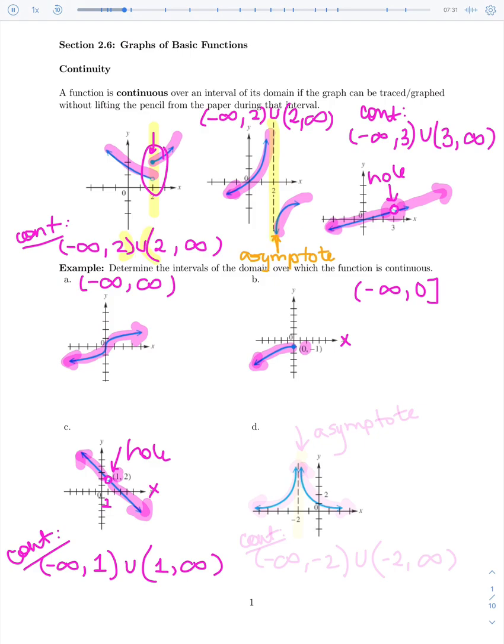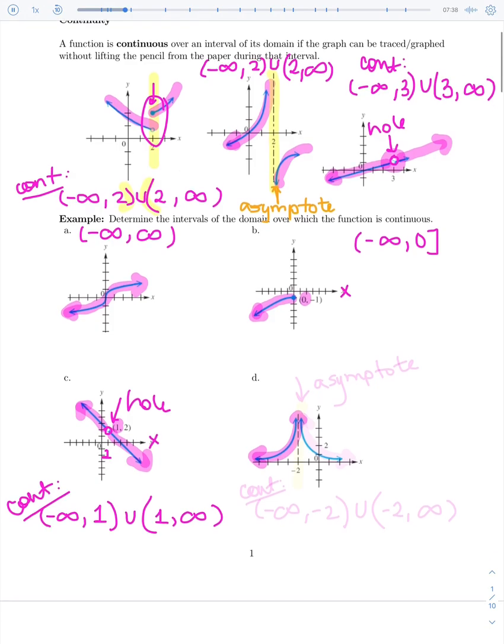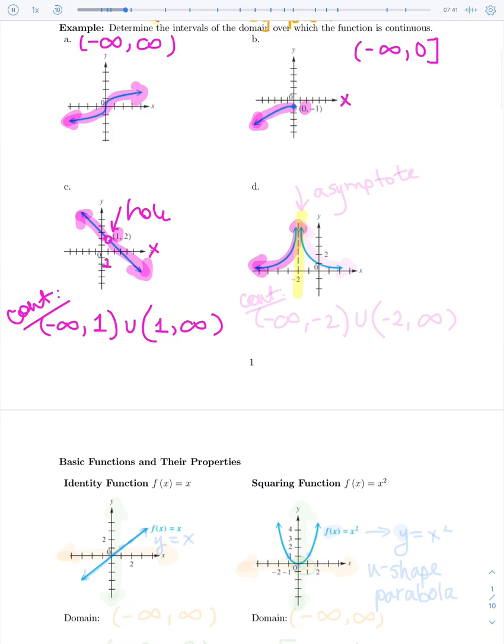Let's take a look at D. In D, tracing your graph from left to right, notice that you can trace all the way up to your asymptote at -2, but you can't actually touch your asymptote -2, so you'll have to pick up your pencil at -2. So I can trace from negative infinity up to -2, though. Can't touch the asymptote, so I'm going to leave that as an open parentheses. Then on the other side, I can trace from the -2 without touching it all the way on to infinity. So I'll start up from -2 all the way up to infinity.